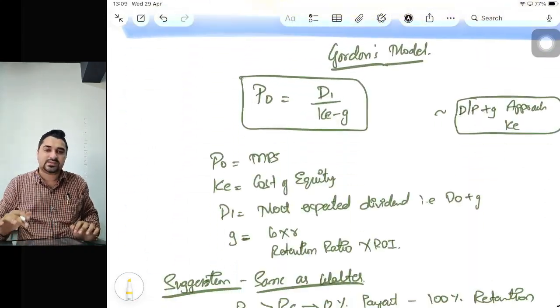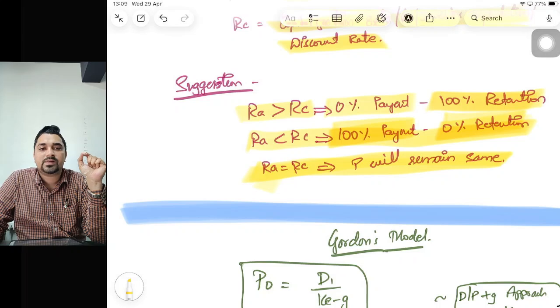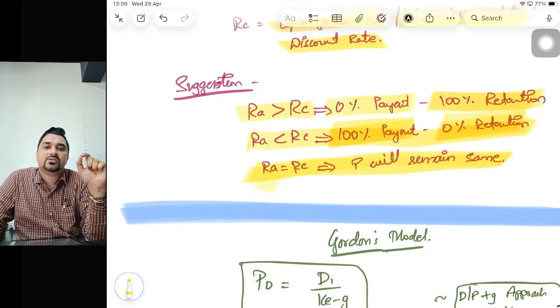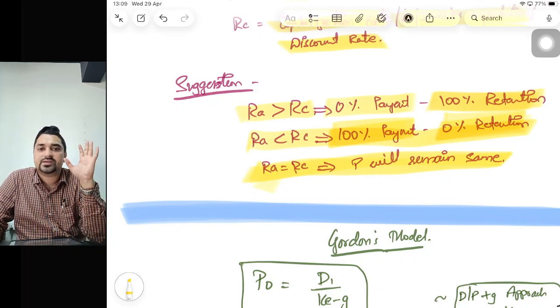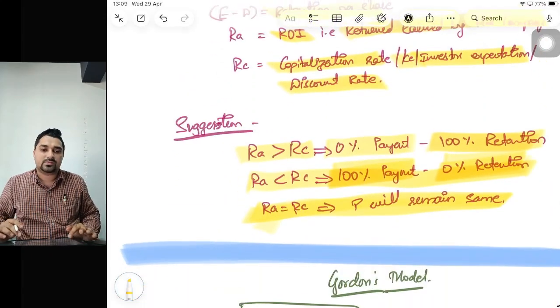Yes. What is the suggestion? If the company is generating more returns, then you have to pay zero dividend. Everything should be retained by the company. If the company is earning less than the market rate of return, then you have to pay 100% dividend, zero retention. If the company and the market, the opportunity cost, both are giving you similar returns, in that case your P will remain the same. So this was all about Walter.